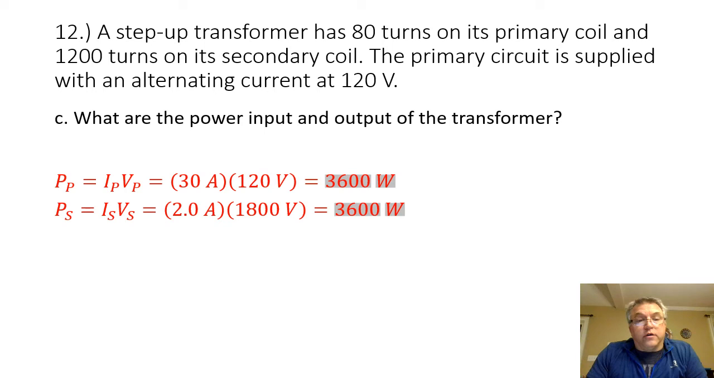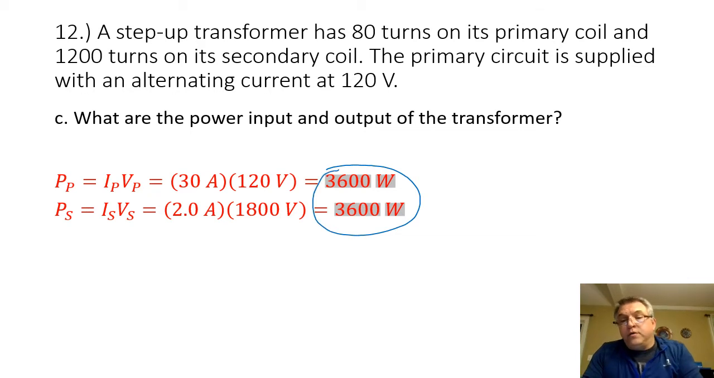My secondary current was 2 amps and my secondary voltage was 1800 volts. When I multiply those two together, I also get 3600 watts. And that's one of the key really important things to understand about transformers, is that this value, the power, is going to remain the same, even though we are changing the voltage and the current going into and out of the transformer. The amount of power going into the transformer has to equal the amount of power leaving the transformer. So the power should remain constant going into and going out of the transformer.